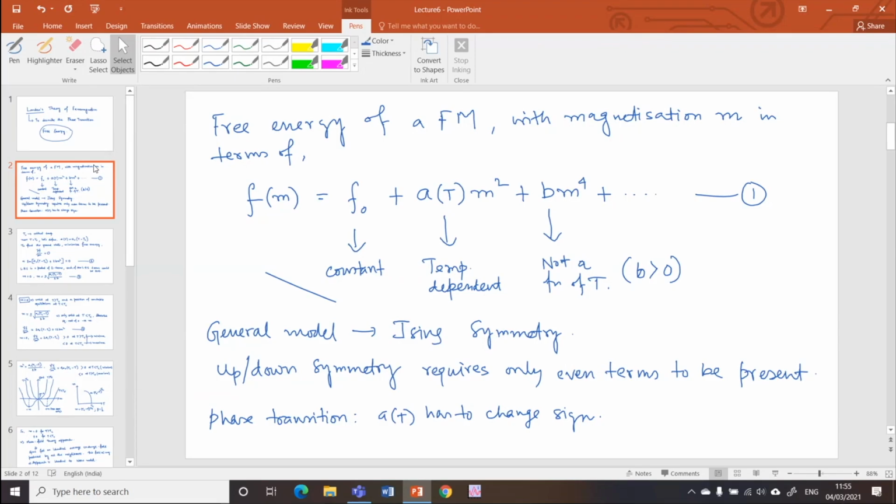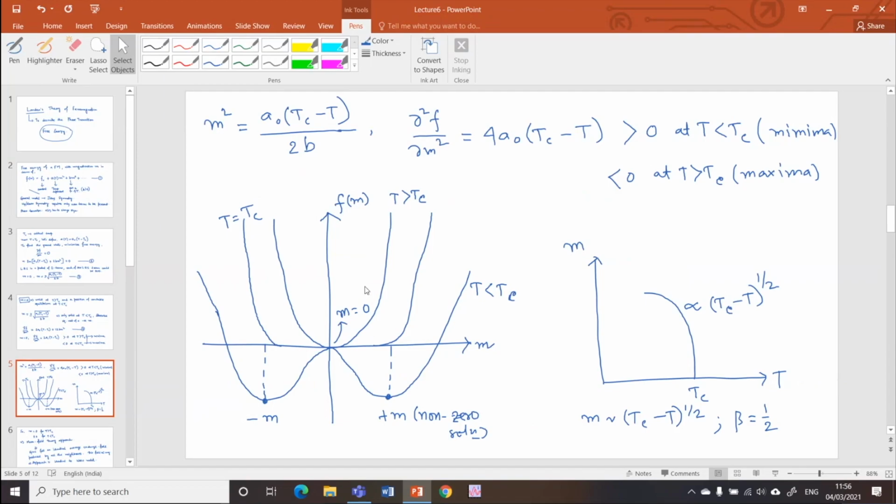Now, if we come back to this graph, at T greater than Tc this is basically a parabola. So m equal to 0 is the solution. That means there is no spontaneous magnetization; there is the paramagnetic phase. But when T is lower than Tc, we see that there are two non-zero solutions, plus m and minus m. That is possible because my system has an up-down symmetry.